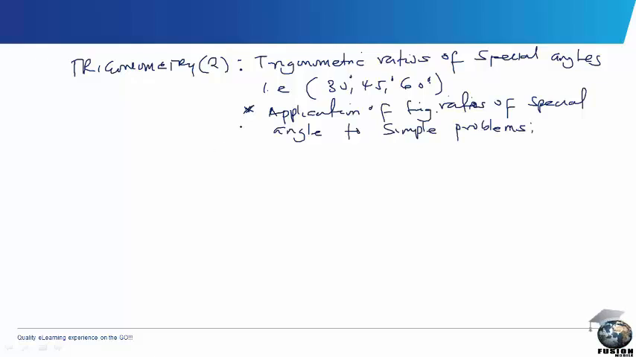There are a few angles that have relatively neat trigonometric ratios. That is why we call them special angles. Special angles have relatively neat trigonometric values.